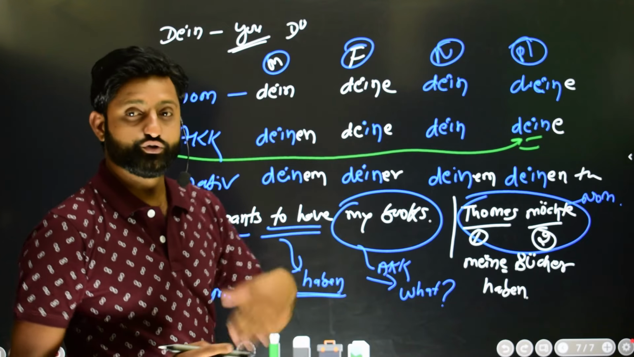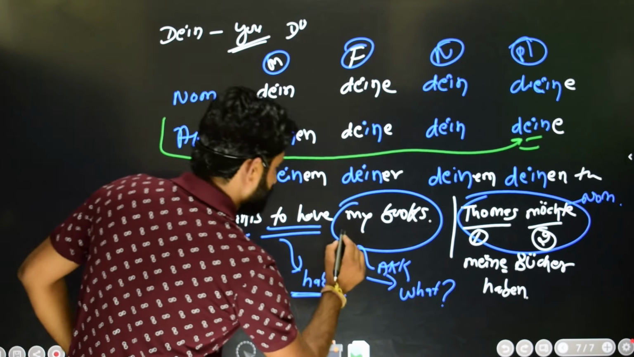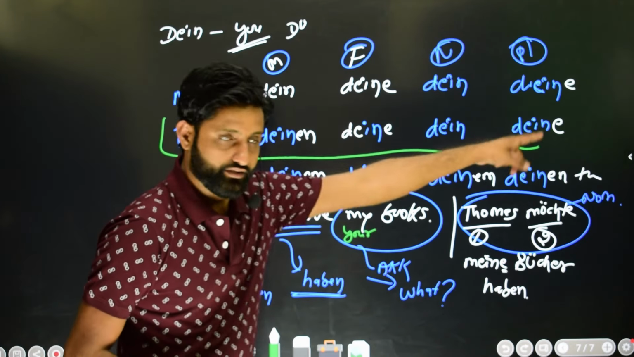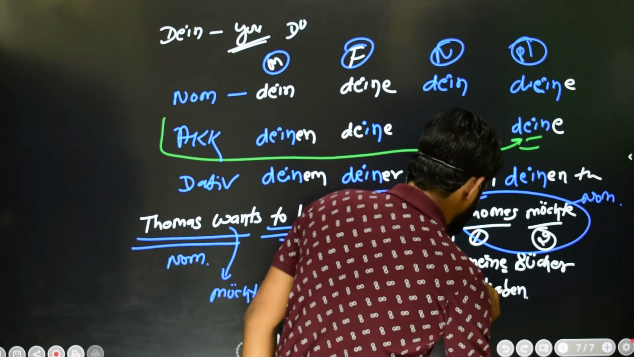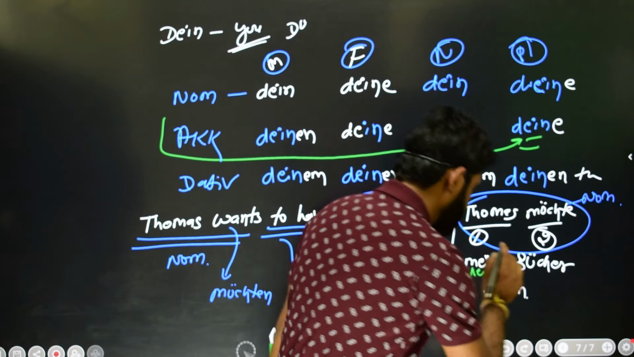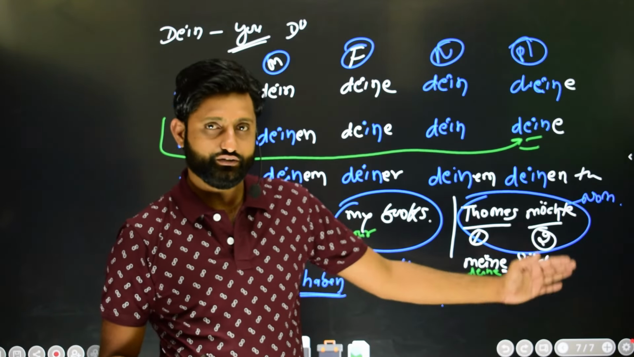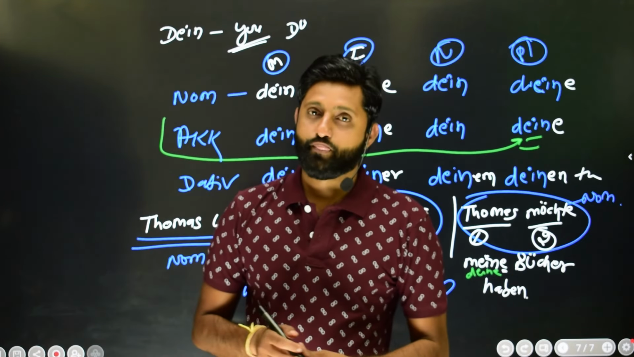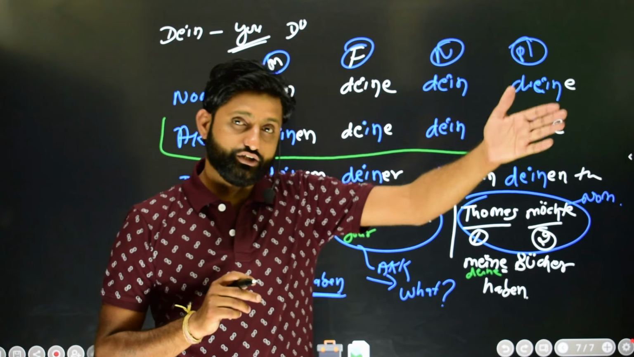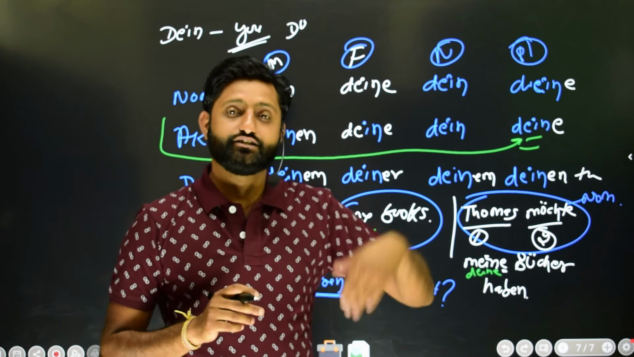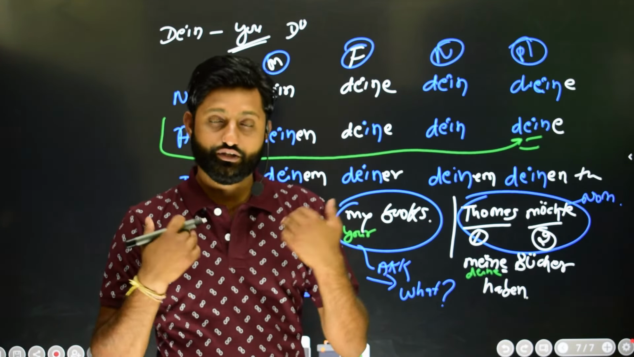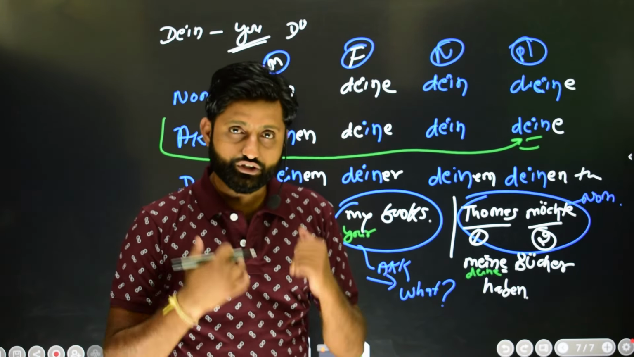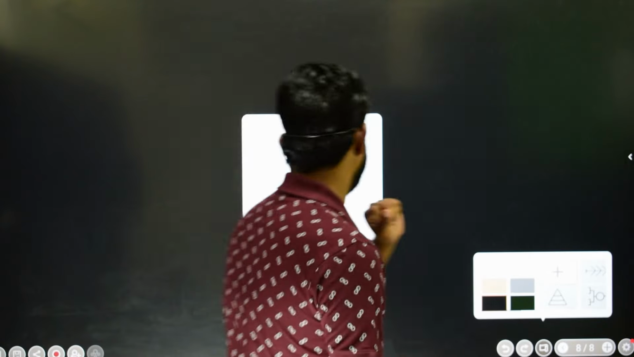If Thomas wants to have your books, if I write here your books, then we will take deine. Thomas möchte deine Bücher haben. If Thomas wants my books, then Thomas möchte meine Bücher haben. If Thomas wants to have his books, then it will be Thomas möchte seine Bücher haben. If Thomas wants to have our books, then it will be Thomas möchte unsere Bücher haben. Let's take some kind of example.